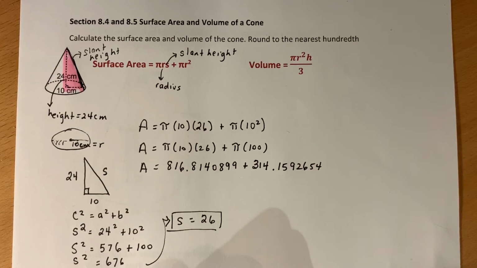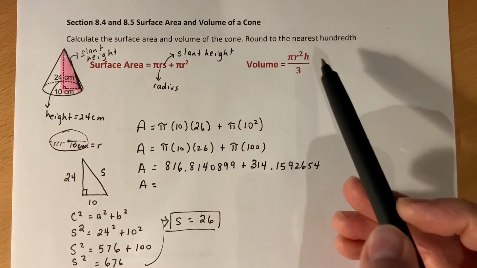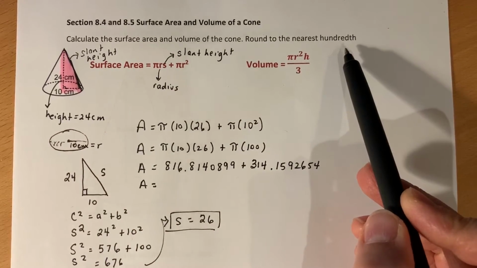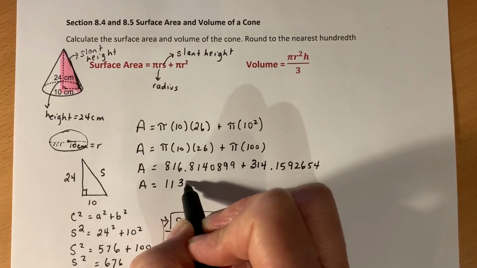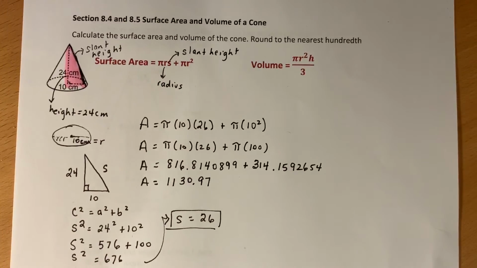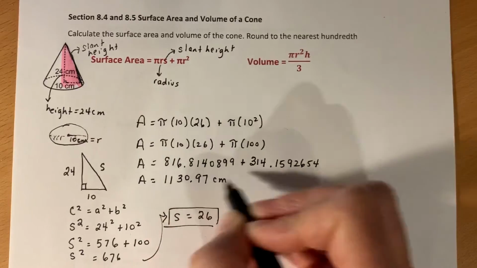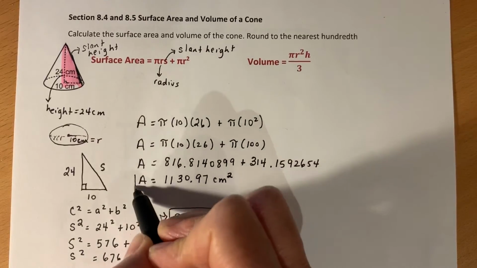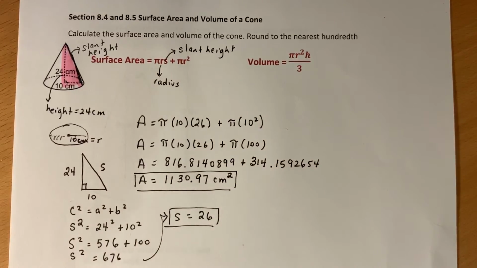Now the question asks me to round to the nearest hundredth. So remember, the nearest hundredth is how many decimal places? It is 2. So when I answer this question, I'm going to round to 2 decimal places. Now remember, your units are important because this is in centimeters. You're going to write centimeters, and because this is area, it's centimeters squared. So I'm finished the surface area of the cone.